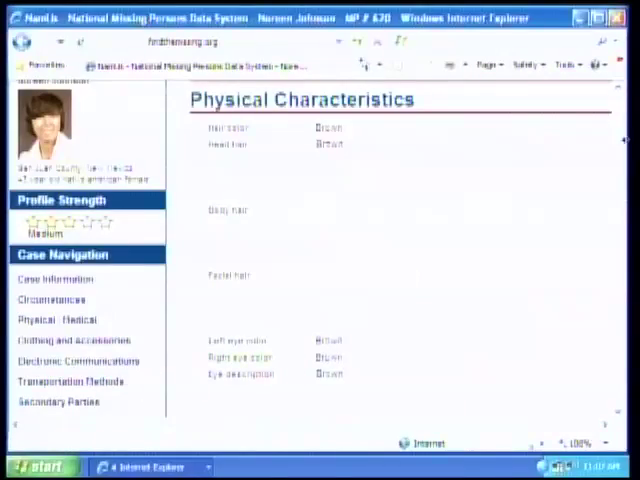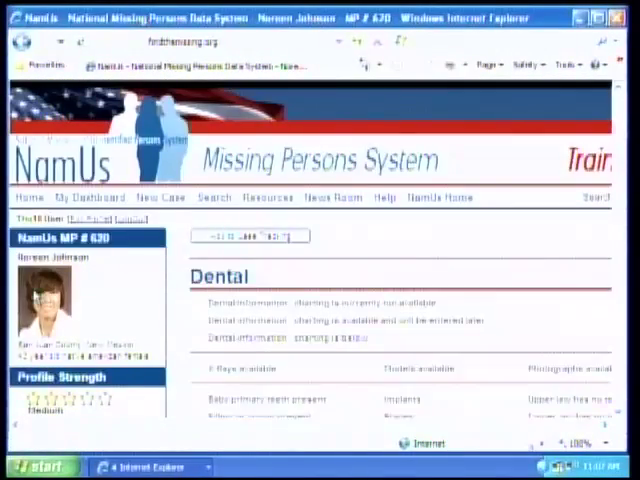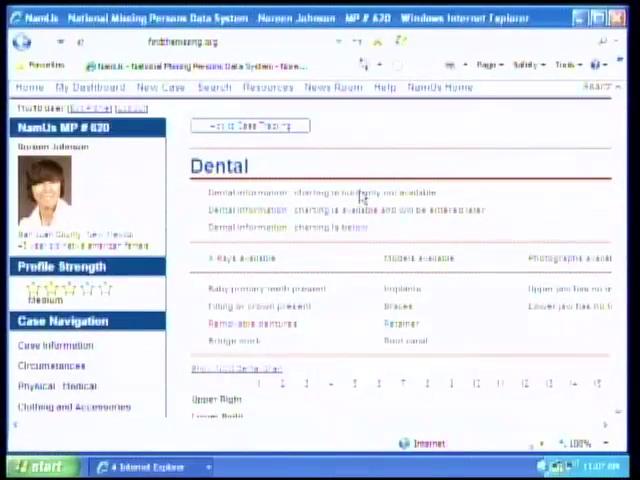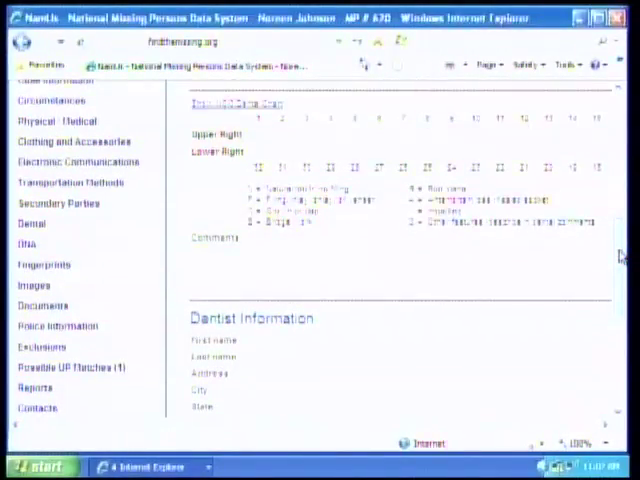Let's go over to dental. And unfortunately, dental information, charting is currently not available. So if she had seen a dentist, or if there are photographs or radiographs of her teeth, they're currently not in her missing persons report, which means we can't evaluate, we can't compare our Jane Doe's dental condition to Noreen's.